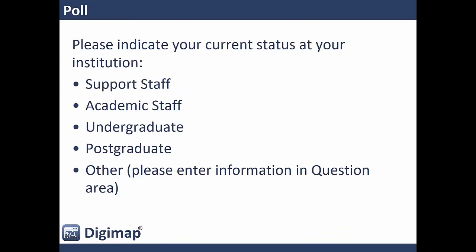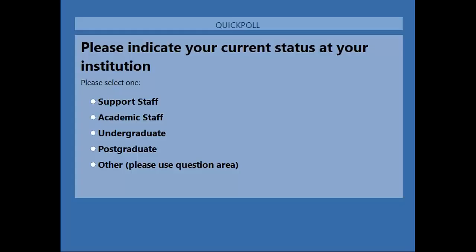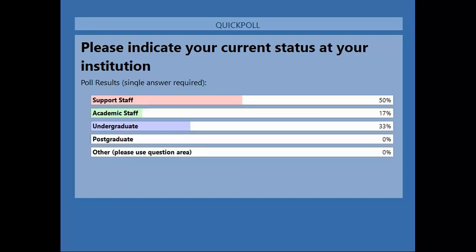Before we go any further, it's really useful if we could just run a very quick poll, just so we get an idea of who's attending the webinar. So if I just launch this, if you could tick the option that best matches your current status at your institution, that'd be really good. We'll just let it run for a couple more seconds. Yeah, so we've got a mix of people here, 50% support staff, some undergraduates and some academic staff. So yeah, thanks very much for doing that.